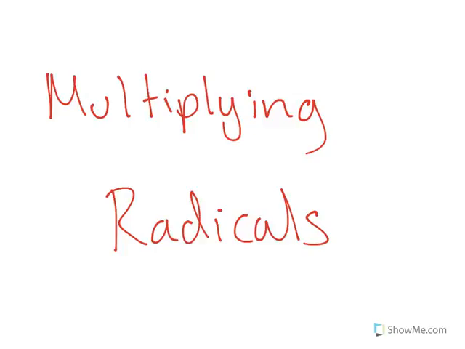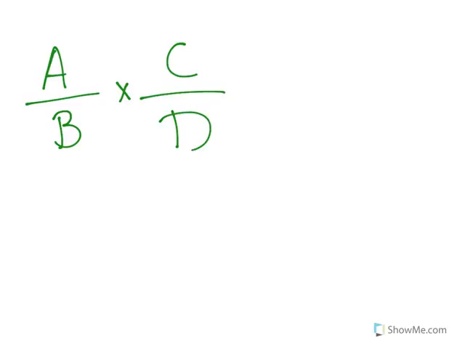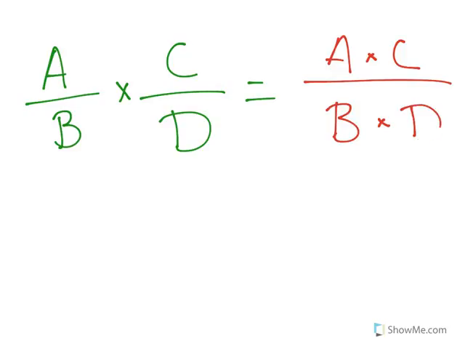Hello, in this video we will learn how to multiply radicals. To multiply radicals there is nothing new actually, just seeing it in a different way. So let's say that you had these two radicals, a over b times c over d, and you want to multiply them. So our result would just be a times c over b times d.